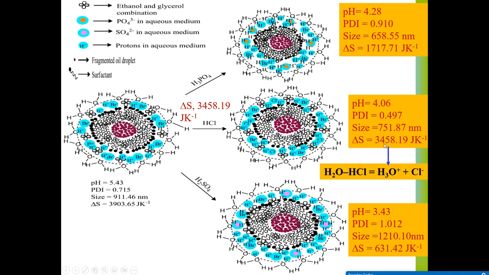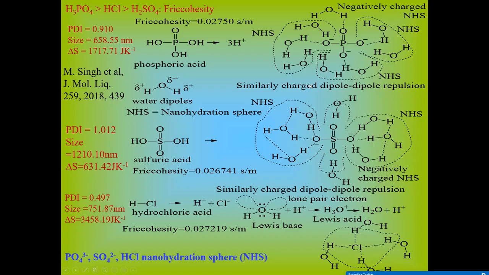So see, this is the highest, 3458 joule per Kelvin is the entropy, while if you compare the entropy of the others, it is not high. Also if you compare the PDI, the polydispersity index, in the case of HCl the least PDI is there, 0.4, but with H2SO4 there is the highest PDI, and for H3PO4 a lower PDI, and of course the entropy is slightly higher. Now this is the fundamental mechanism.